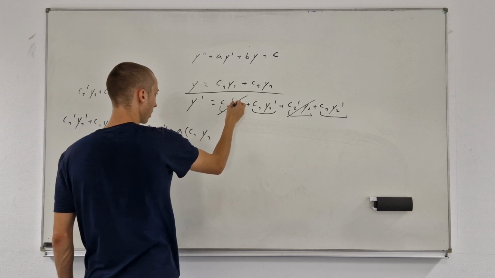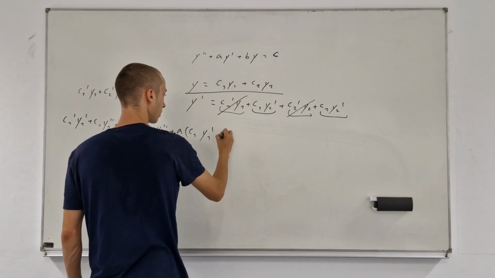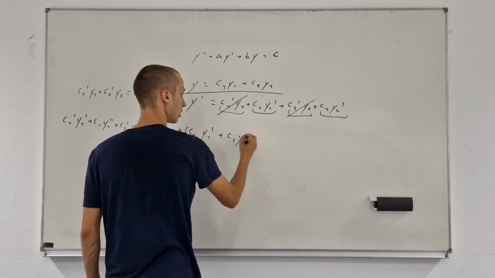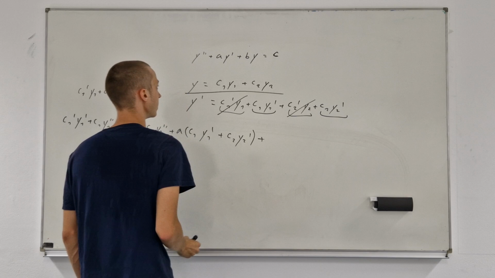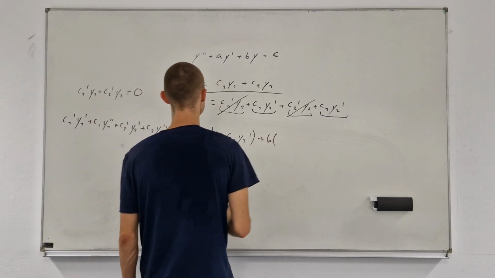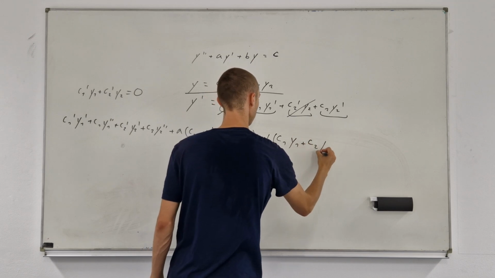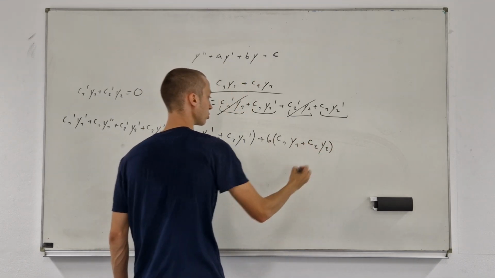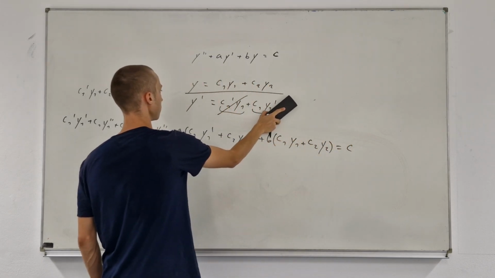Y prime is what is left. We cancel the C1 prime y1 and C2 prime y2, so this is left, namely C2 y2 prime and C1 y1 prime added together. And then plus b times y, without any derivatives. Alright, and all is equal to C. And again, C1, C2, C here are all different from each other.